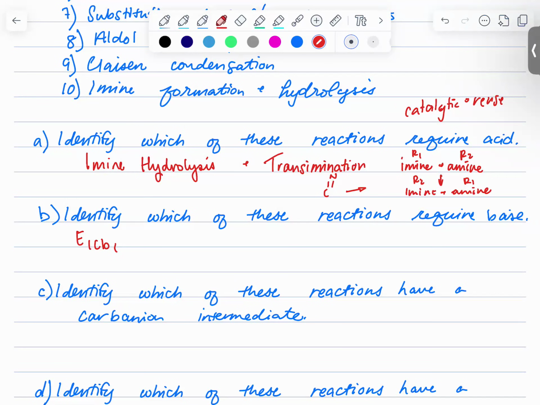Great start. What are some other reactions that require acid or base? Yes, aldol addition. Is that the only aldol reaction that requires base? I see you shaking your head. Condensation too, yeah.